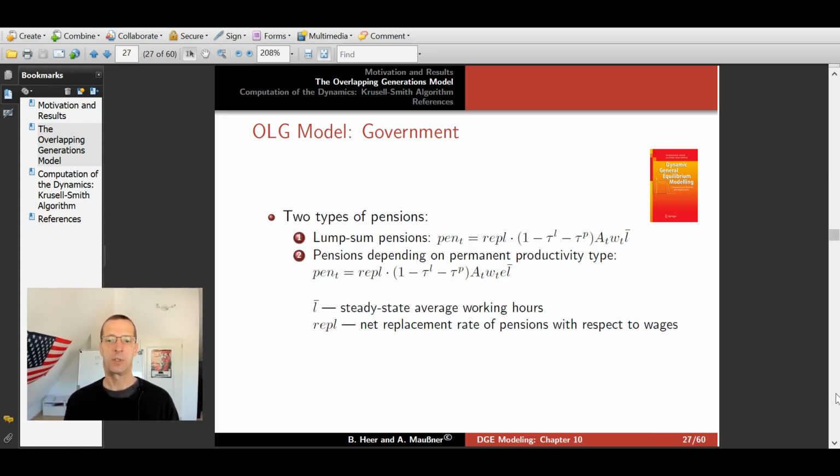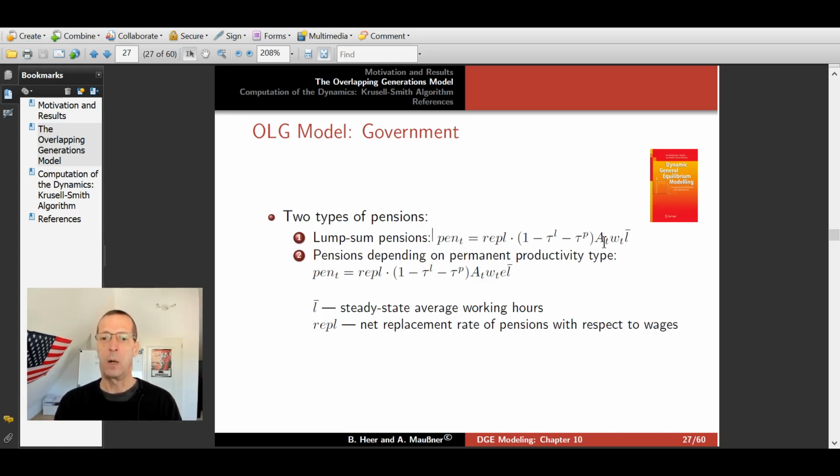And we consider two types of pension, as already mentioned. First case is a lump sum pension. Second case is the pension that depends on the permanent productivity type. In the first case, the individual pension, lowercase PEN_t, is equal to average net wages, so where the idiosyncratic productivity is equal to 1, and the labor supply, L, is equal to the average labor supply. Well, and rho describes the net replacement rate of pensions with respect to wages.